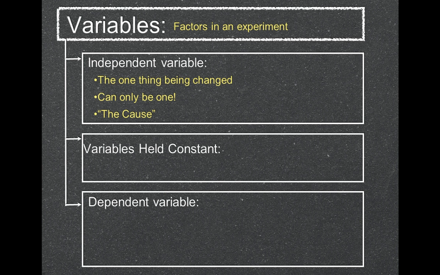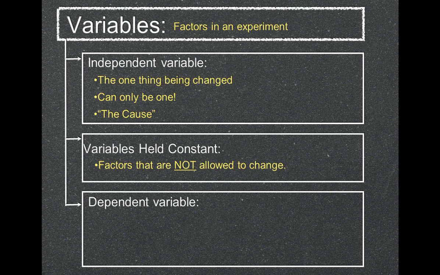Well, what do you think about this? What are variables held constant? They're almost little things that we try to keep the same. Things that we don't allow to change. What was going on in the mouse experiment today? What's one variable we would have held constant? The amount of water we gave them.